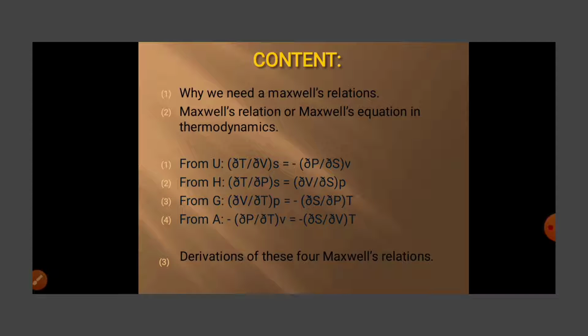The fourth Maxwell relation from A, showing the Helmholtz free energy: minus ∂P/∂T at constant V equals minus ∂S/∂V at constant T. We can cancel out these minus signs on the left and right side.